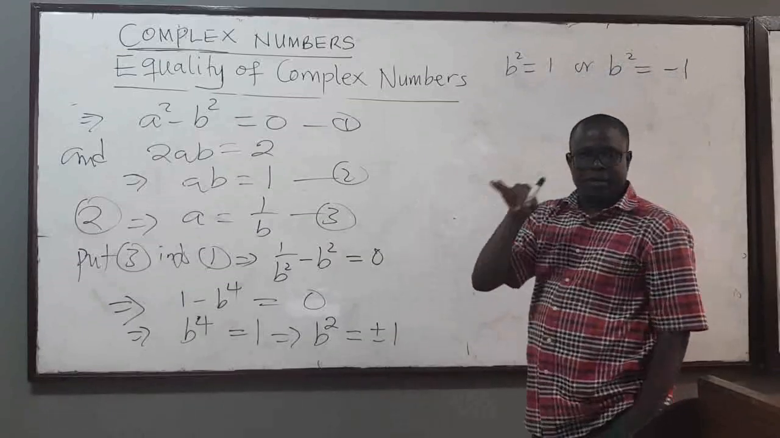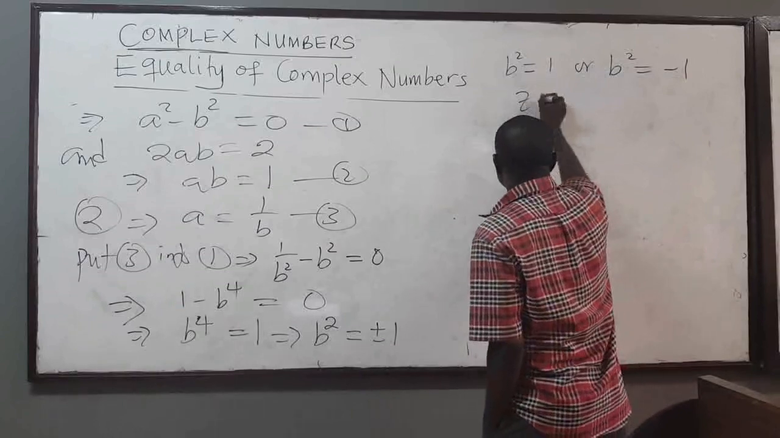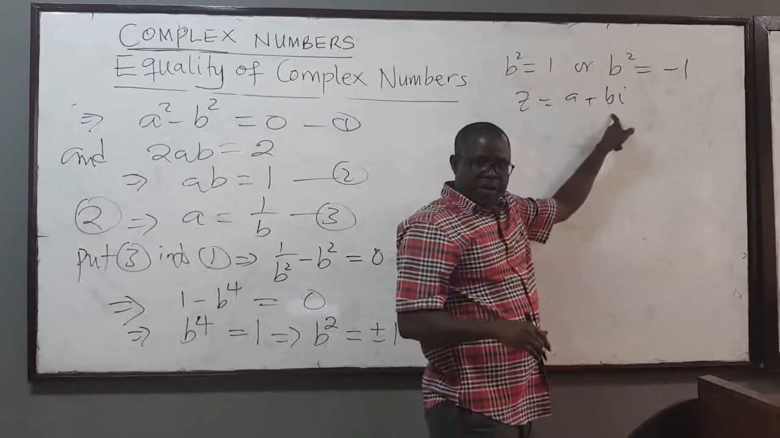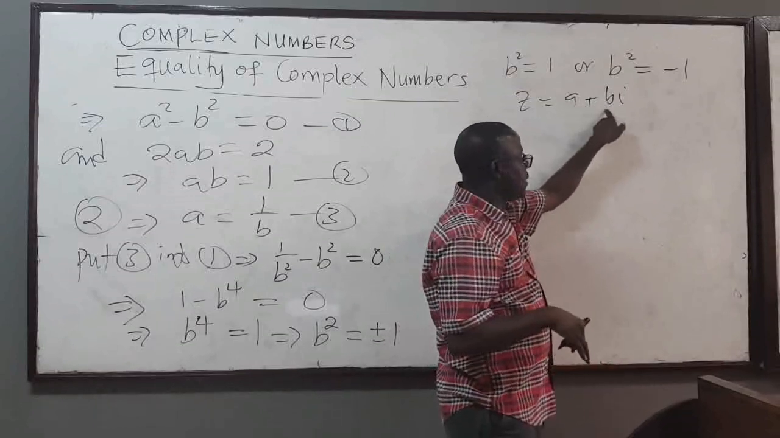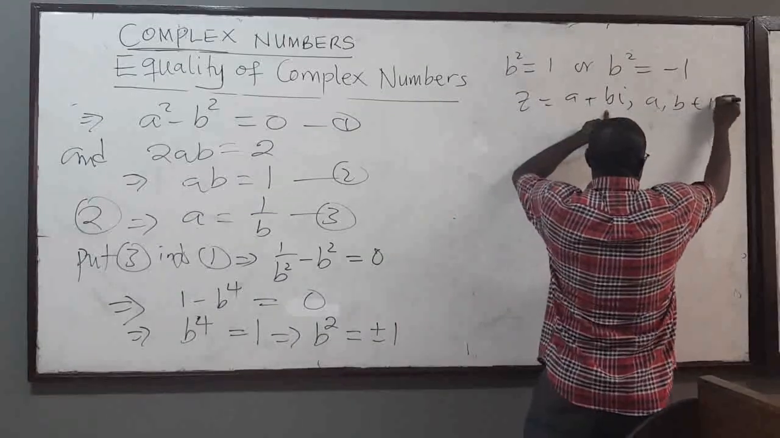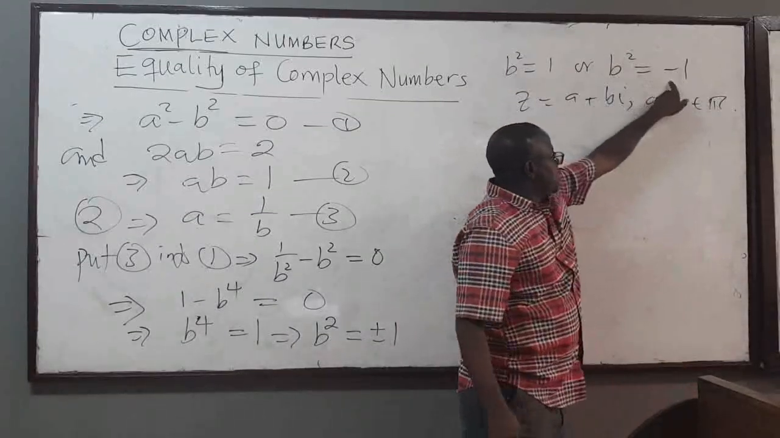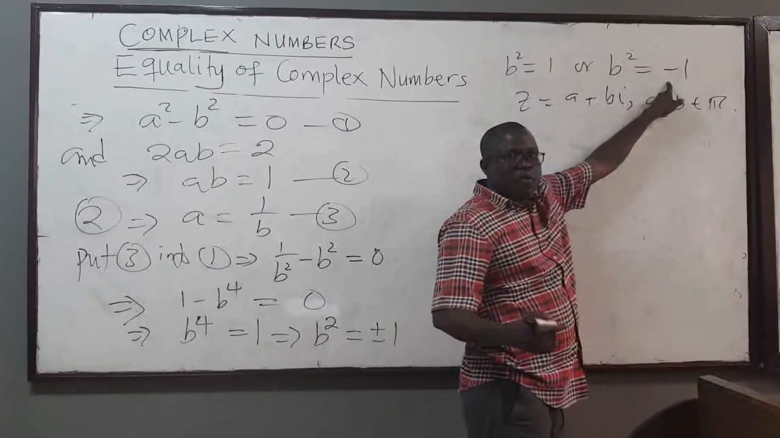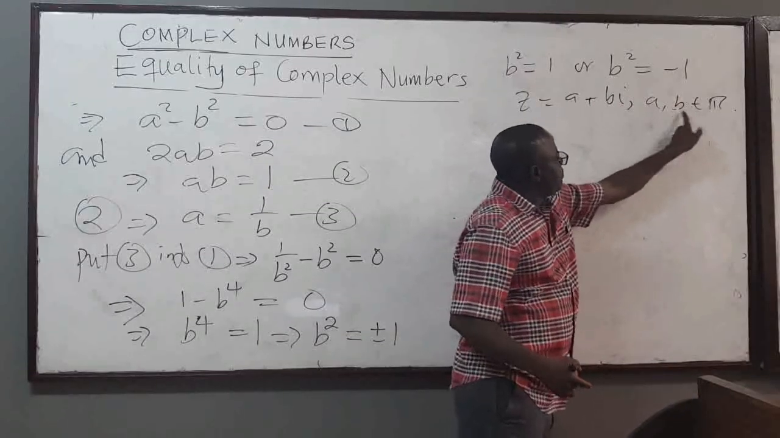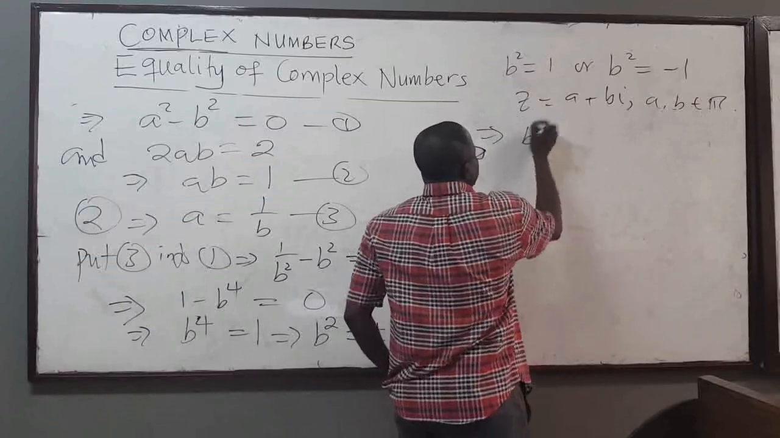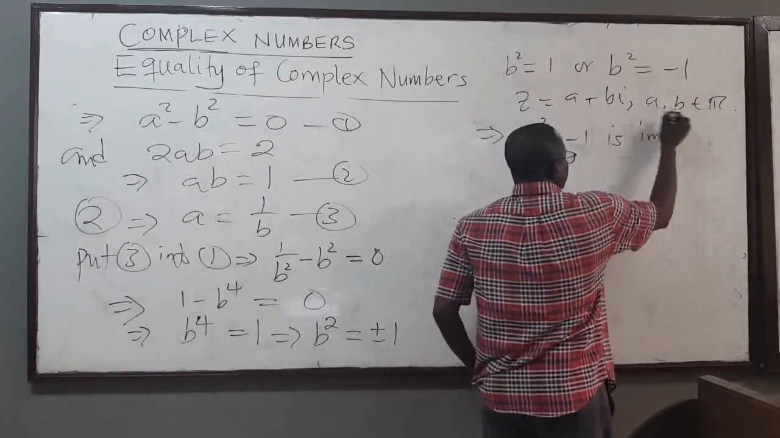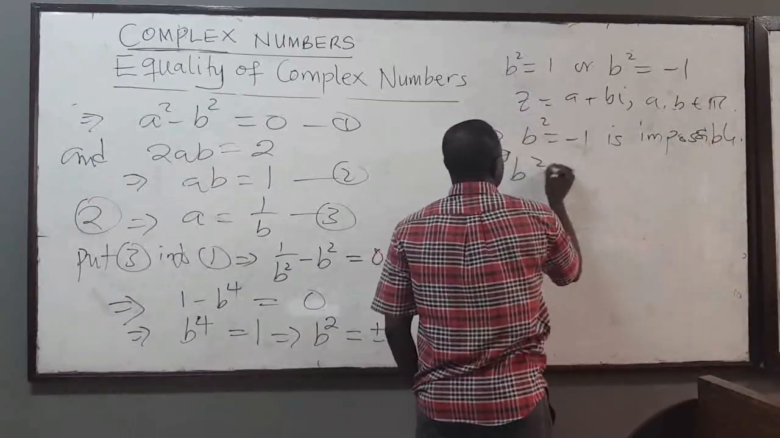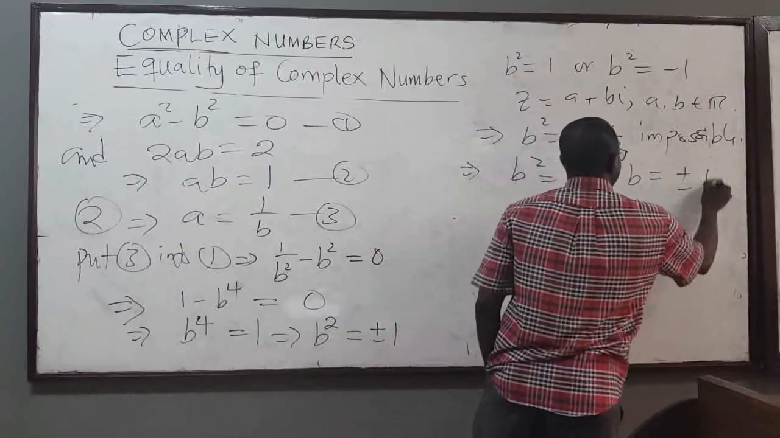But note that when you say z is a plus bi, both a and b must be real numbers, from the definition of a complex number. So b squared equal to negative 1 is unacceptable, it's impossible, because it gives you complex numbers. But a and b must be real numbers. Therefore, b squared has to be equal to 1, which implies b is plus or minus 1.